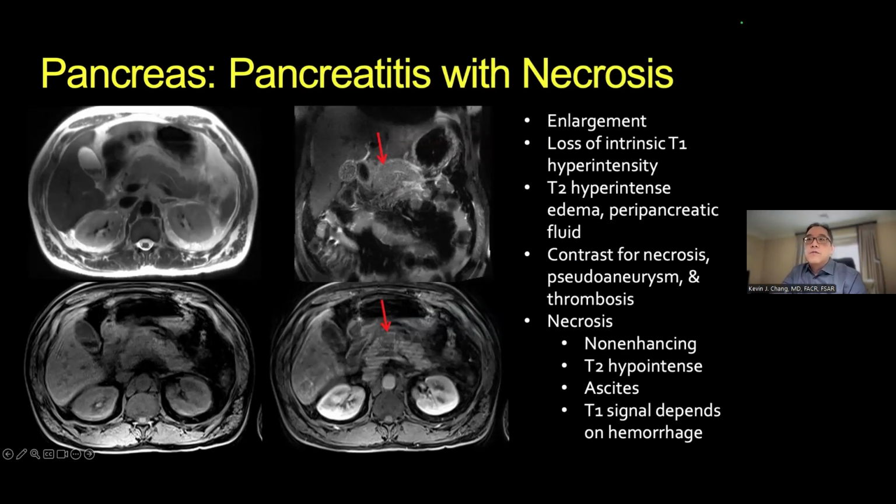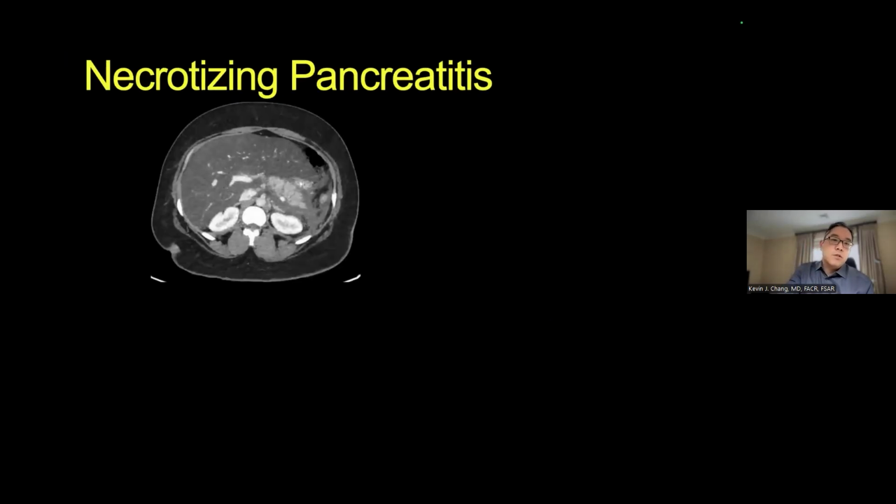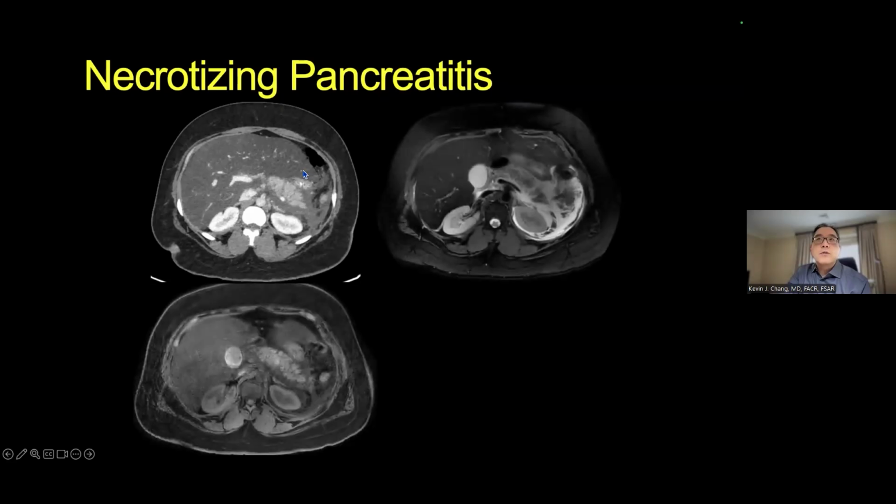So here, looking for non-enhancement, T2 hypointensity, as well as the other features that we've discussed in the setting of interstitial edematous pancreatitis. And yet another case here of necrotizing pancreatitis. I'm showing you a CT here, showing you the peripancreatic fluid in addition to steatosis. On the MRI, you can see that edema to even better effect.